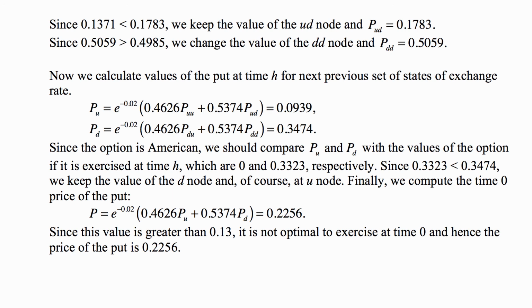And then we compute the time 0 value of the put based on those future payoffs. It turns out to be 0.2256. The value of immediate exercise is 0.13. This is a bigger number, so it's not optimal to exercise at time 0, and the price of the put is approximately 0.2256, because we did some rounding in the process.